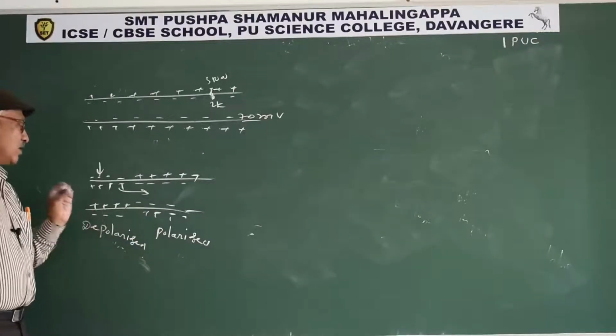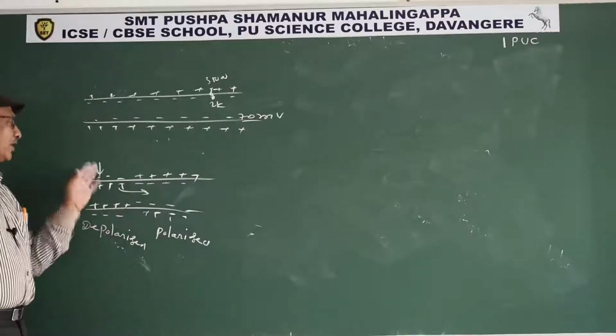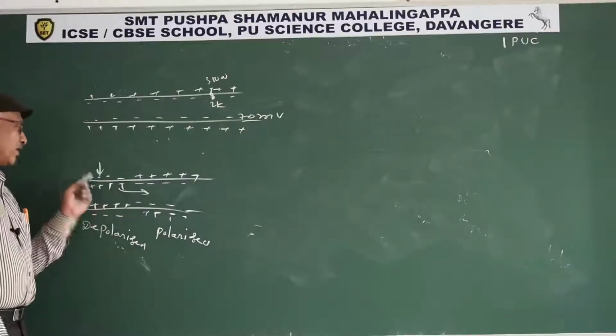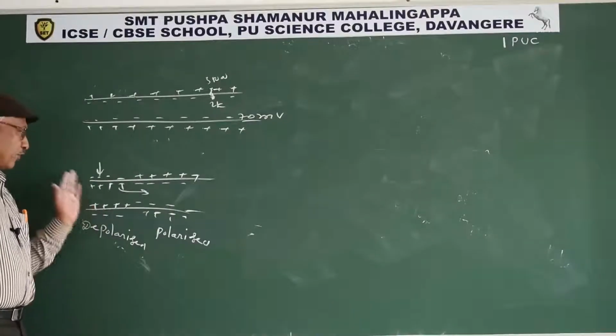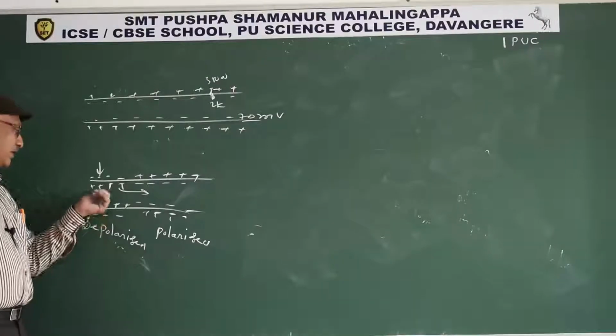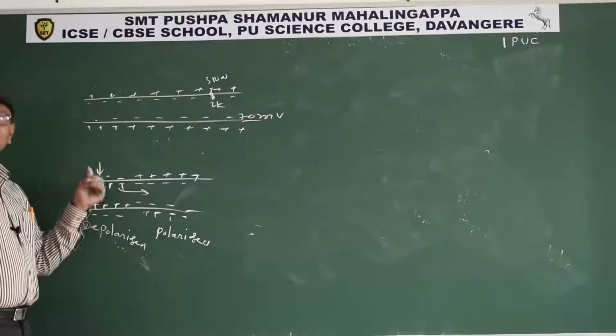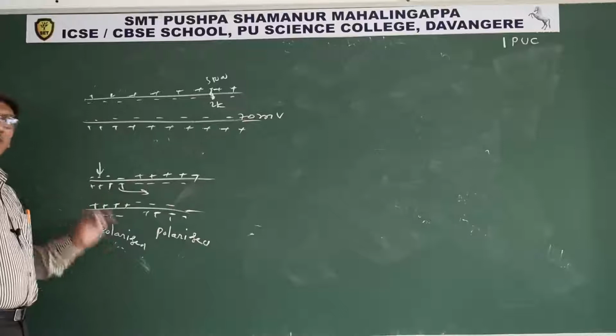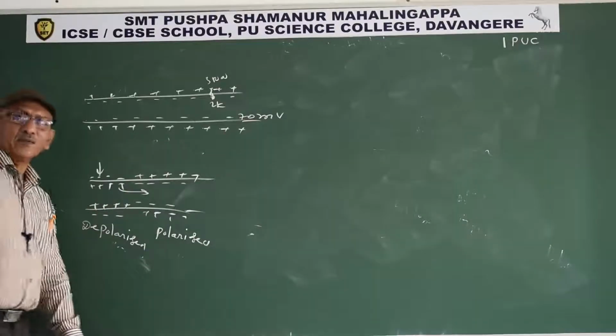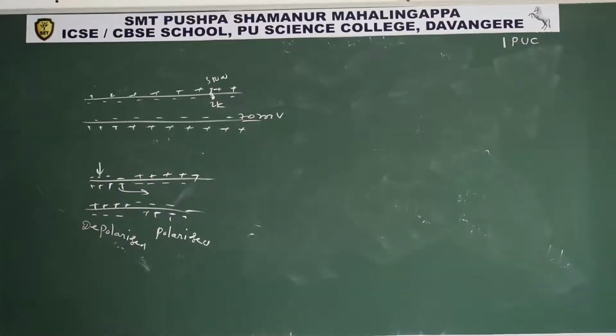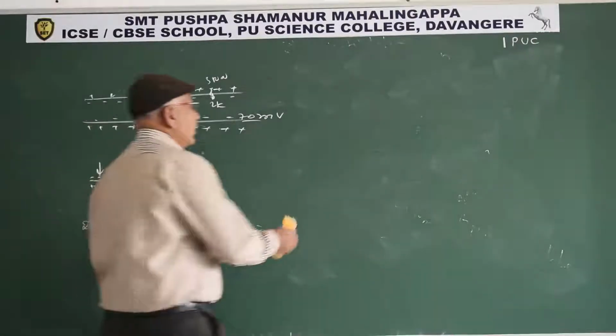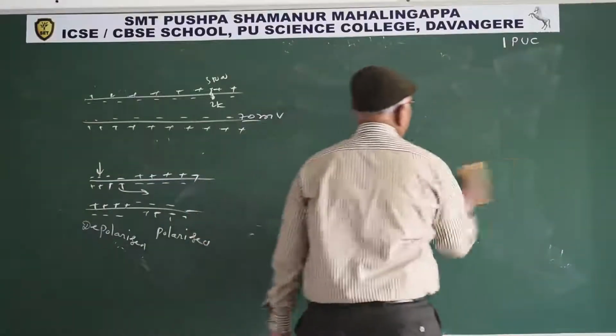So here, simple definition, depolarization. Whenever a polarized axon receives the stimulus for a few milliseconds, the inner surface is electrically positive and the outer surface is electrically negative. It is known as depolarization. Next one, conduction of a nerve impulse along a nerve fiber.